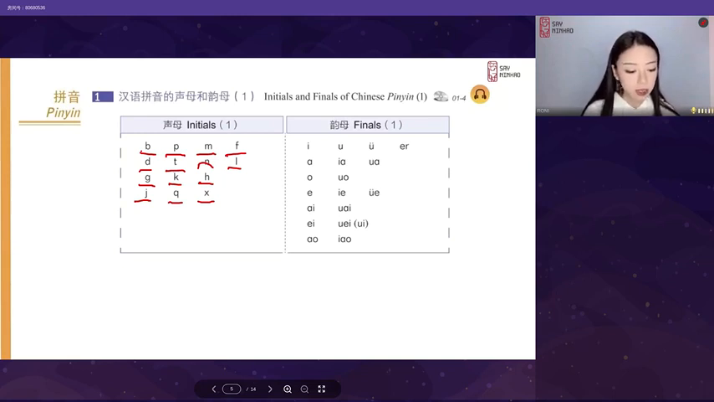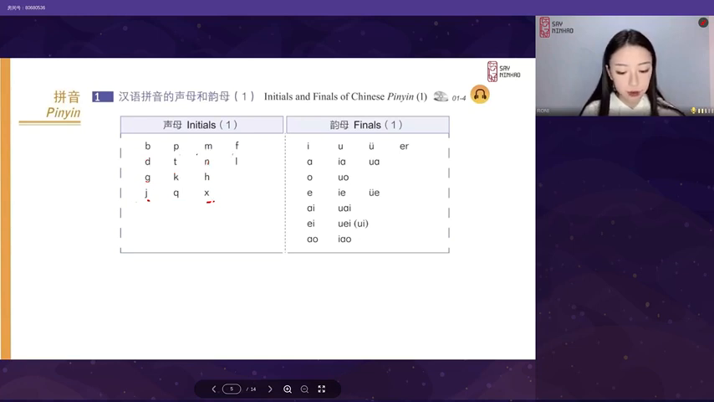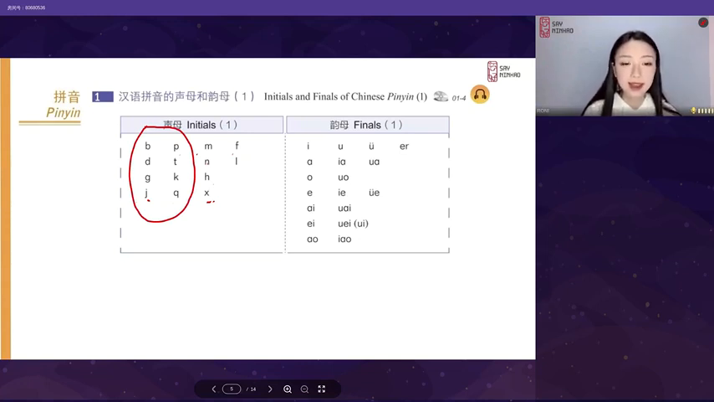Now let's see these two groups, okay? First, let me get rid of these lines. Let's see these two groups: bo, po, de, te, ge, ke, and ji, qi. I'm going to separate them into these two groups. First one, this one is the unaspirated group, and this one, the aspirated initials.